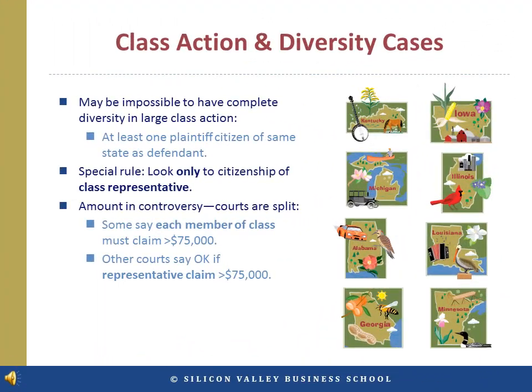It may be impossible to have complete diversity in a large class action. At least one plaintiff citizen of the same state as the defendant will break diversity. There's a special rule here, and the court looks only to the citizenship of the class representative. As for the amount in controversy, the courts are split. Some say that each member of the class must claim more than $75,000, and others say it's okay if the representative claim is more than $75,000.